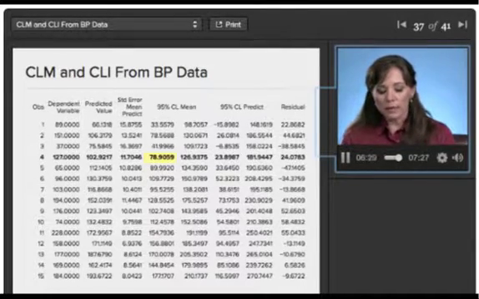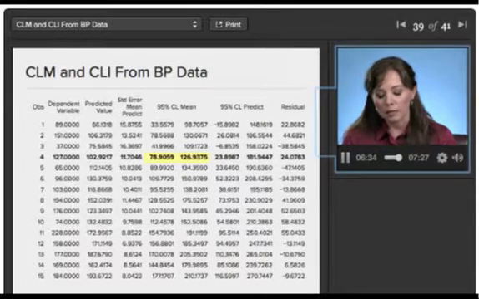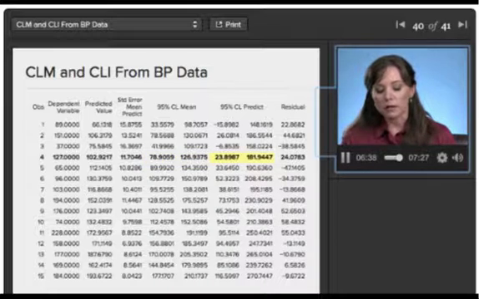So the lower limit is 78.9 and the upper limit is 126.93. So in 95% of all samples, we would expect that the mean of all possible responses would be between 78.9 and 126.93. The next 2 columns are the 95% prediction interval.